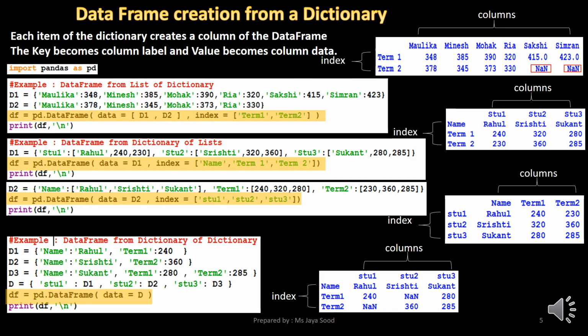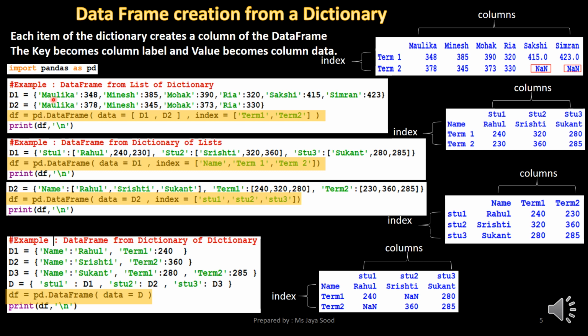Data frame creation from a dictionary. When we create a data frame from a dictionary, each item of the dictionary creates a column of the data frame. The key becomes the column label and the value becomes the column data.